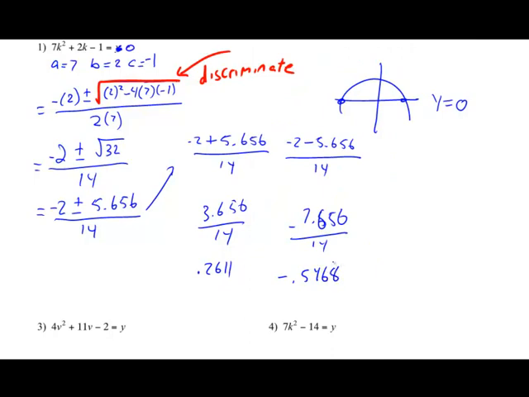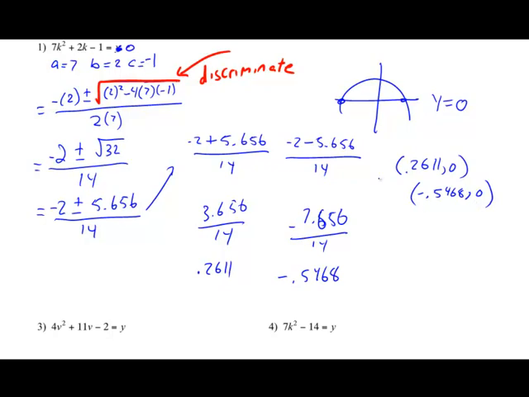Okay, so here are my two roots. I'm going to write those out. So they are 0.2611, 0 and the other one is -0.5468, 0. Oh, I wrote them backwards. Let me try it again.